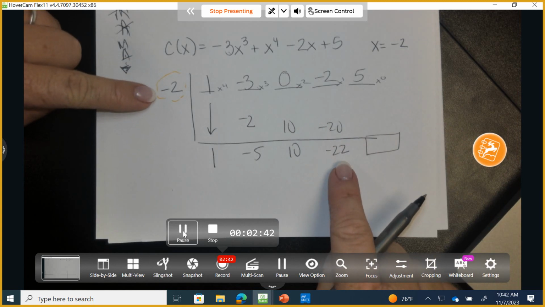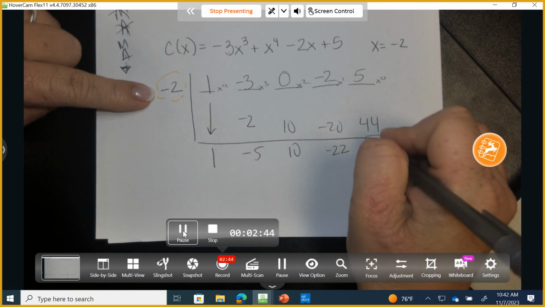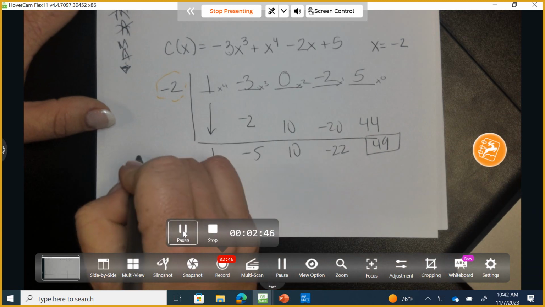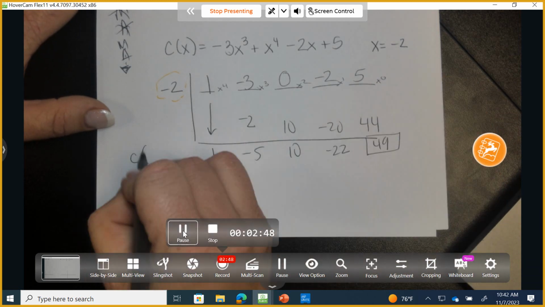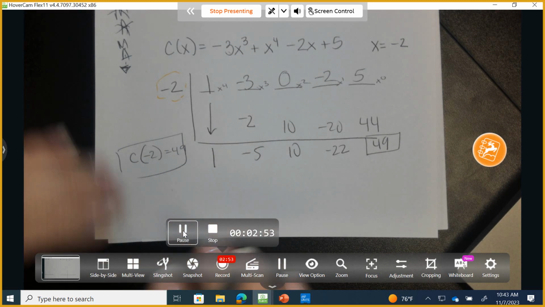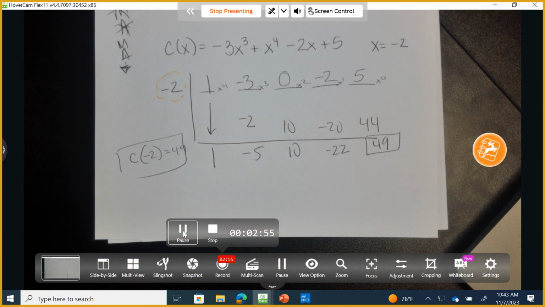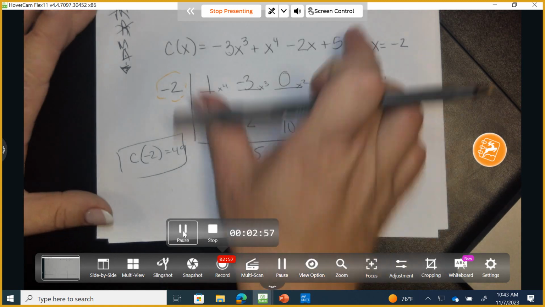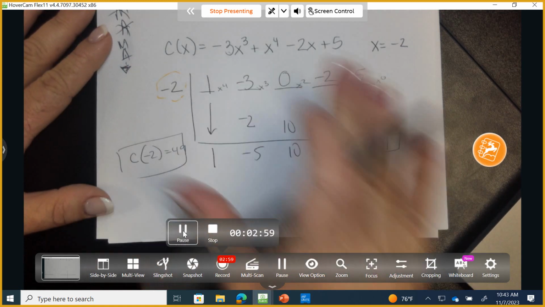I'm going to multiply to get 44. I add down to get 49. So, in function C, when I substitute a -2, I need an answer of 49. I am asking you to use the operation of synthetic division in order to find this answer. Without that, I would not give you credit.